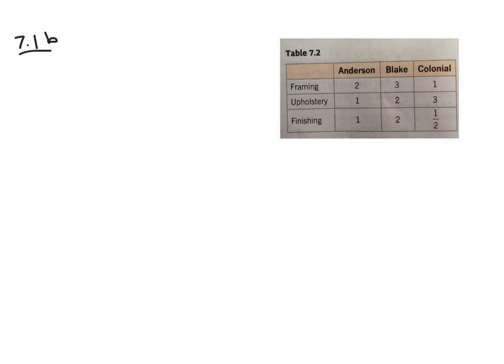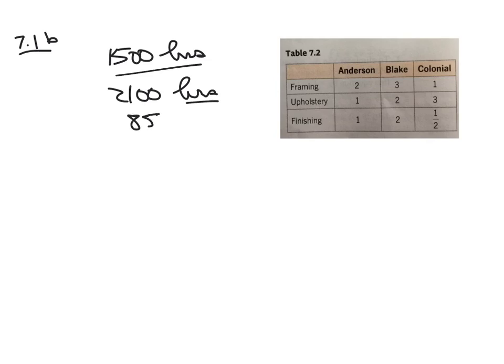Alright, the company has 1,500 hours per week for framing, 2,100 hours for upholstery, and 850 hours for finishing. Okay, that's how much they have set aside to do each of those, so then they can have an idea of how much it's going to cost in order to make a chair, because they're paying people per hour to make these chairs. So how many of each type of chair can be produced under these conditions?